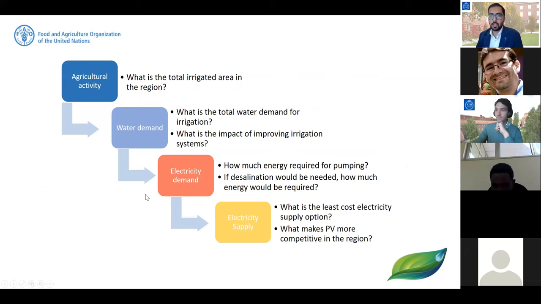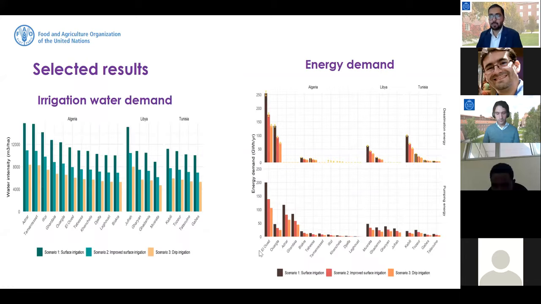I mentioned that we looked into different Nexus questions that have been identified with the stakeholders, moving from the agricultural activity to the water demand, the energy demand, and then to the electricity supply and how we can supply the required energy demand. Just to give some sense of what this modeling can help us with: we were able to estimate the irrigation water demand for the three countries, for each province and for different types of agricultural products, and also to explore the impact of improving the irrigation technique, and how much saving in water demand we will have.